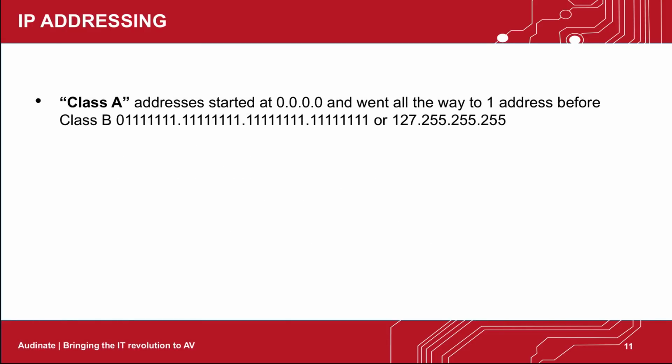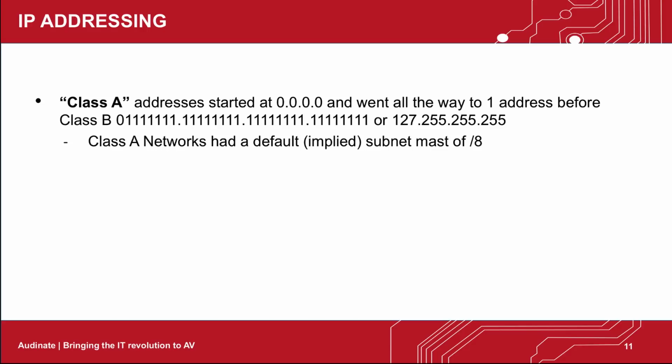This means, by extrapolation, Class A addresses start at 0.0.0.0 and would go all the way to one address before Class B starts, which would be 127.255.255.255. Class A networks have a default subnet mask of /8. That means they are 8-bit subnet masks.